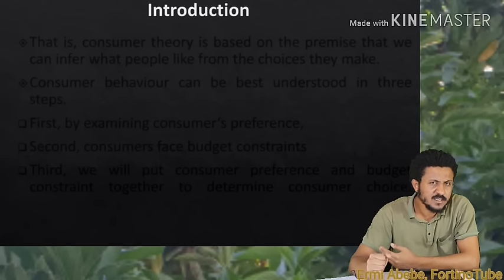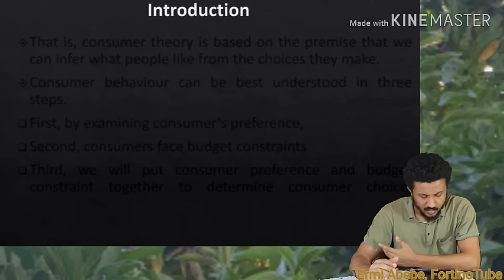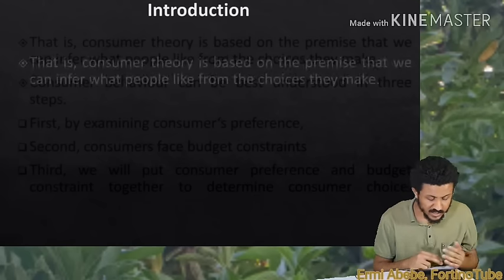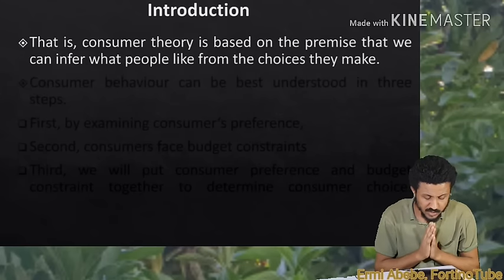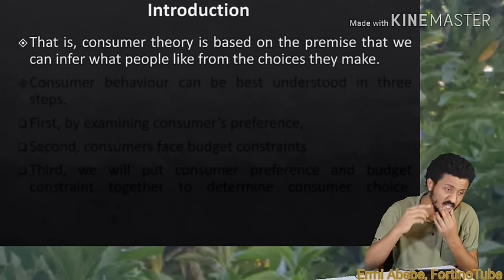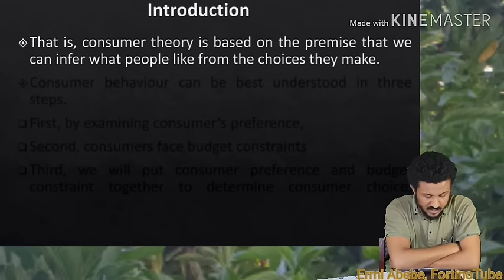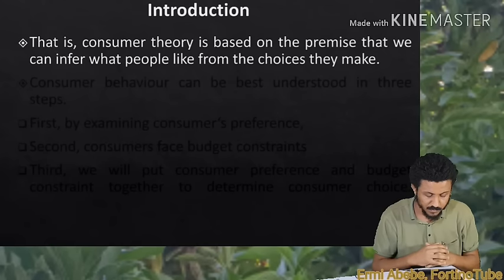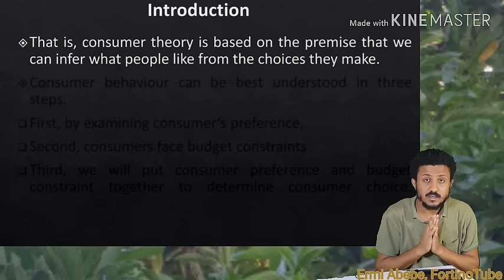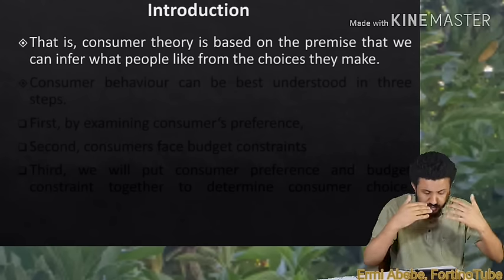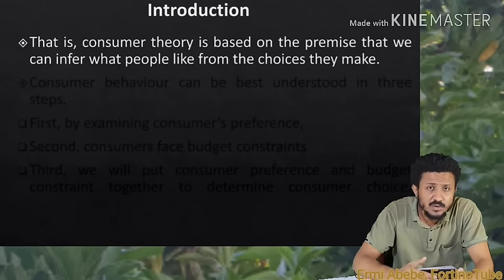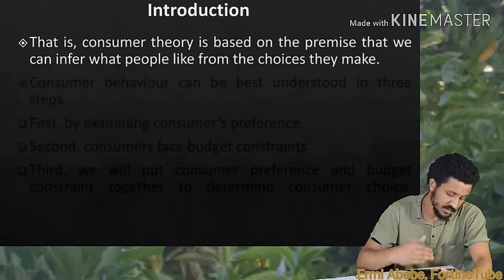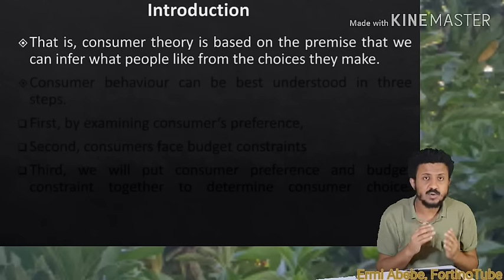By looking only at the choices when people buy materials and use them, we can conclude what people like. Consumer theory is based on a premise that we can infer, in a sense conclude, about the general like or dislike of a person or people from the choices they make. We can identify what people like and dislike from the choices they make. That is basically what consumer theory says.